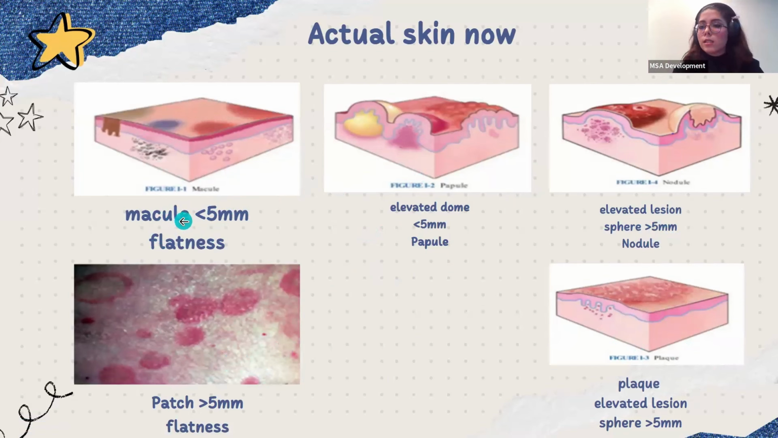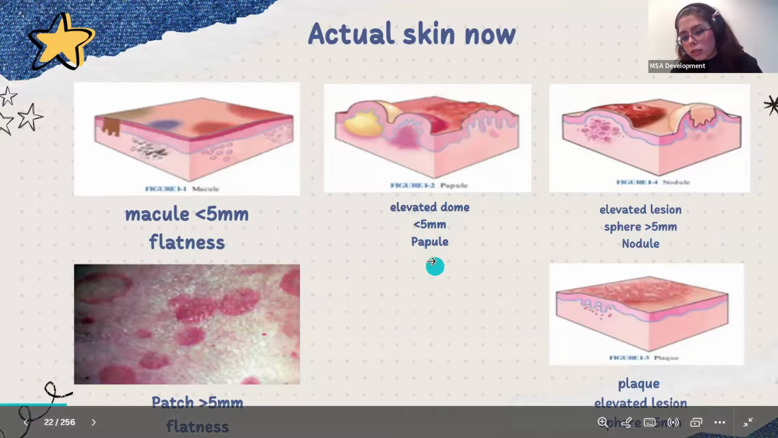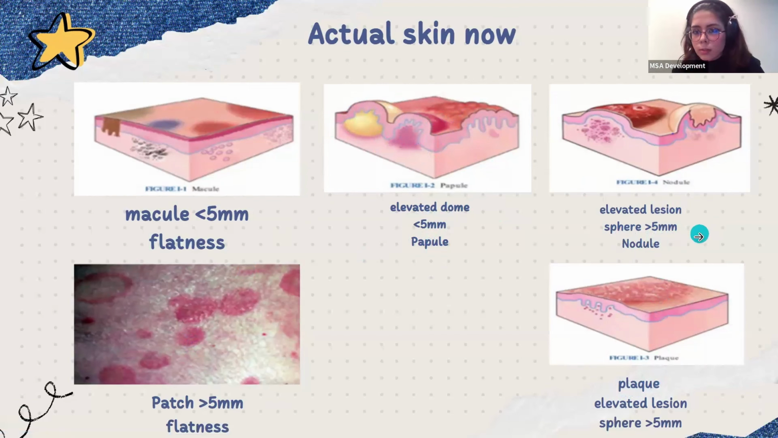You have a macule, it's less than 5 millimeters, and it's flat. A patch is basically the same thing, but it's greater than 5 millimeters. You have a papule, and it's a dome. It could be a dome of anything, and it's below the stratum basale, I believe, and it's less than 5 millimeters. You have a nodule, and it's greater than 5 millimeters. You have a plaque, that's also greater than 5 millimeters. Just know, a papule less than 5, nodule more than 5.